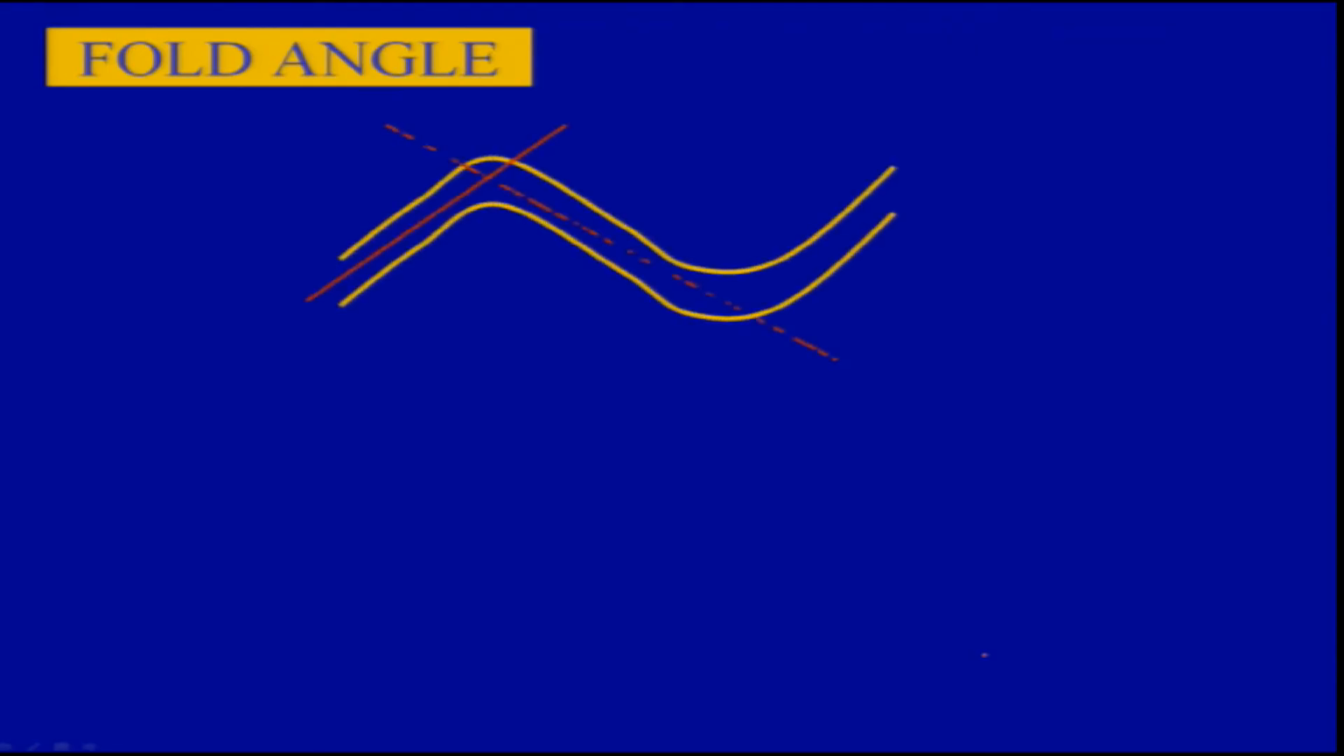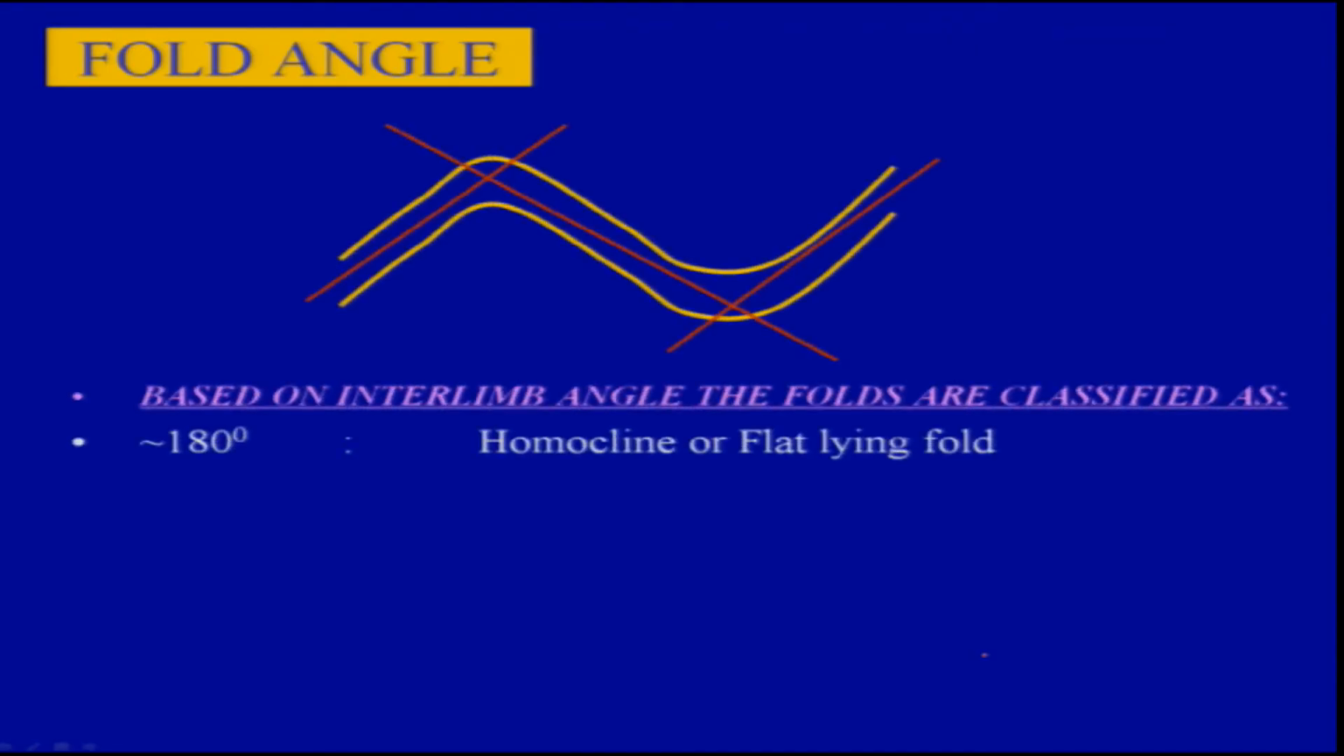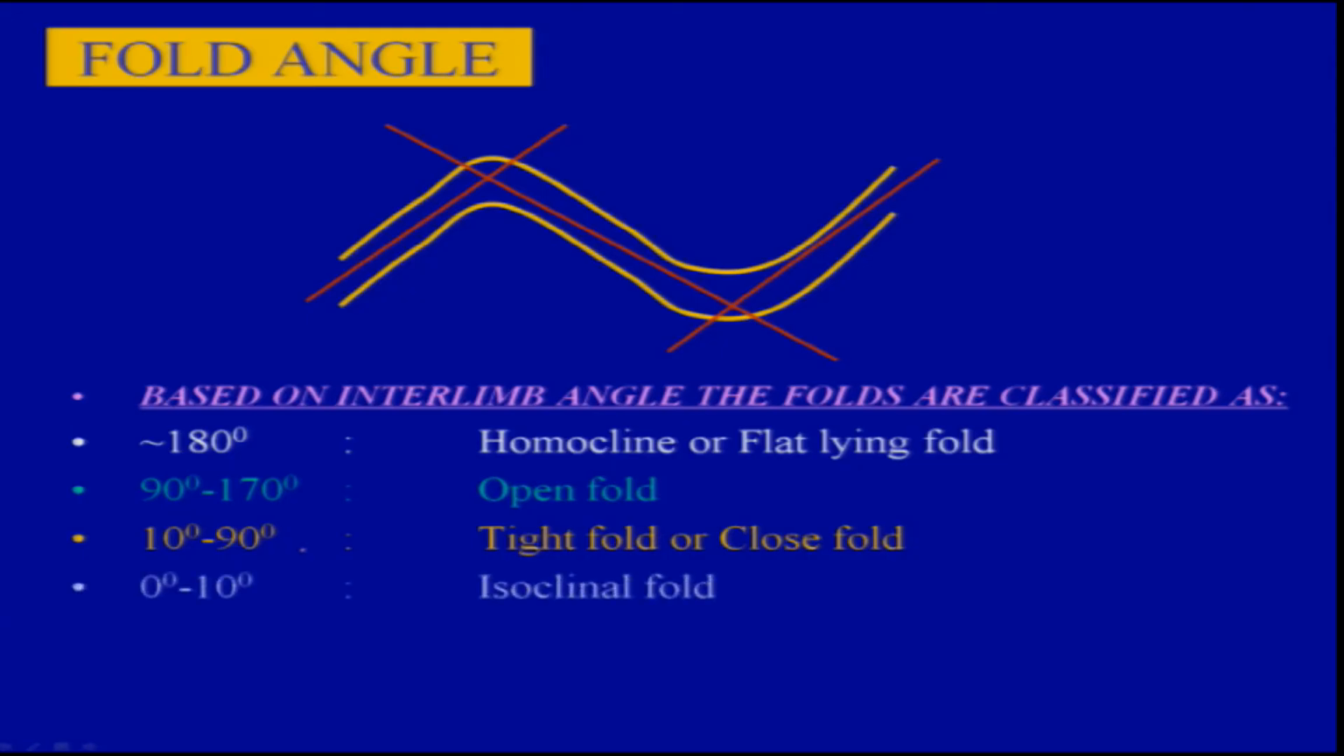Now, fold angles. If you have around 80 degrees, the interlimb angle as we call it, then we term that flat, almost flat folds or homoclines. Then 90 to 170, we term that an open fold, 10 to 90 degrees tight folds or close folds, then 0 to 10 degrees isoclinal folds. This is the interlimb angle that we can measure. Based on this you can classify whether it is an open fold or a tight fold.